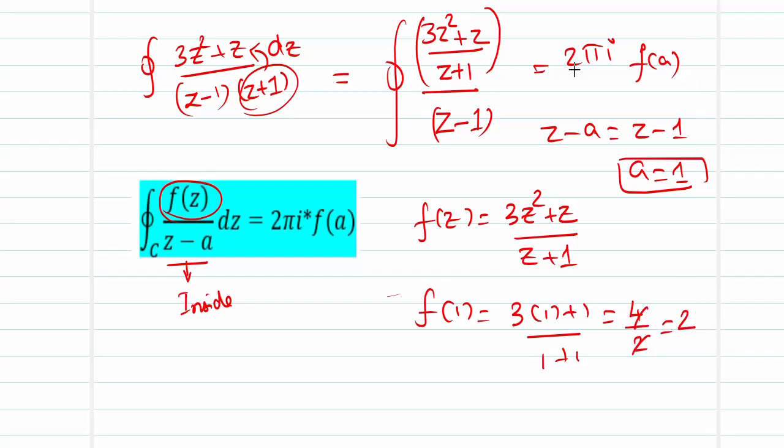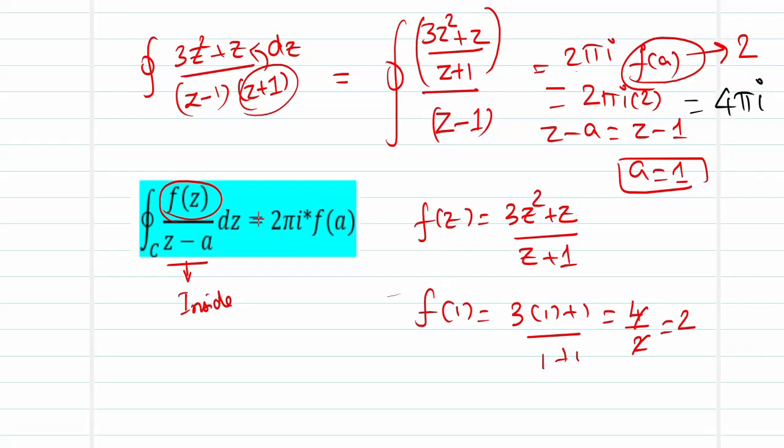So I have 2 pi i into f of a. What is this f of a replaced as? It is replaced as 2. Hence the final value for your integration will be 2 pi i times 2. Hence the final answer becomes equal to 4 pi i.